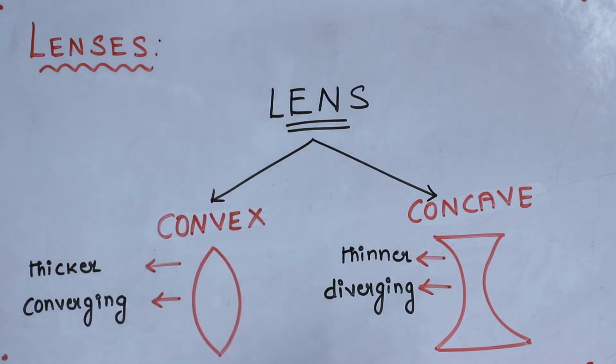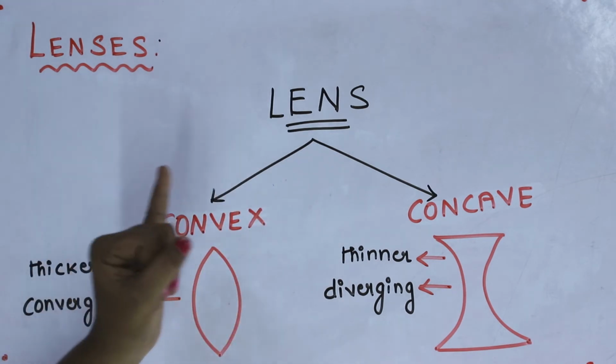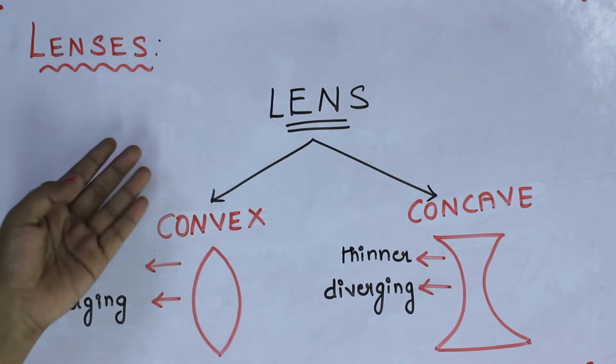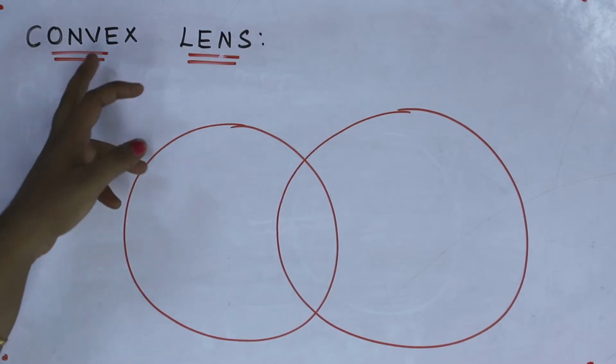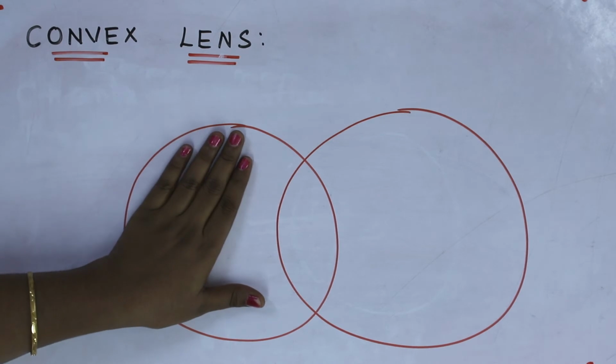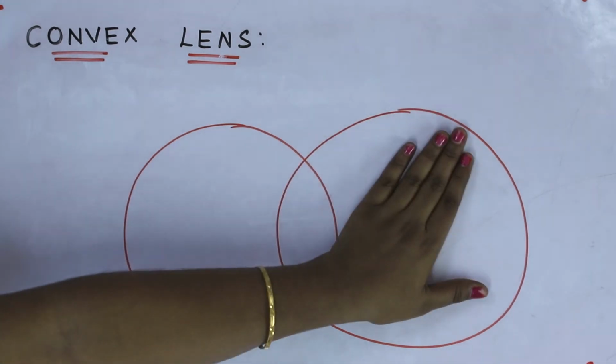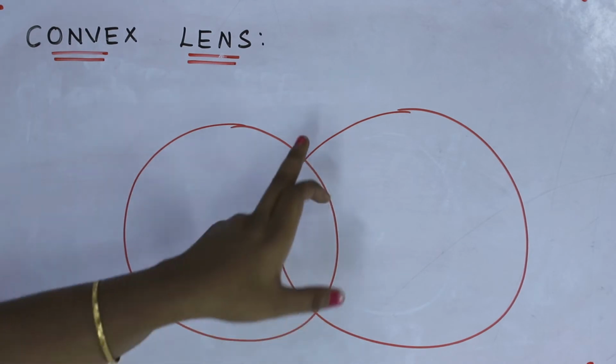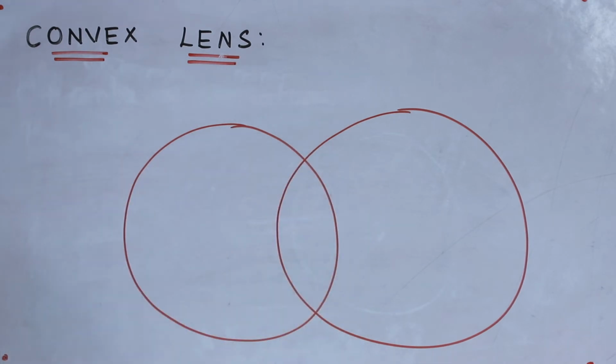Now we are going to discuss the ray diagram of the convex lens and its application. We will start with convex now. See, this is one spherical surface and this is another spherical surface. They are bounded together to form a convex lens. This is the convex lens.